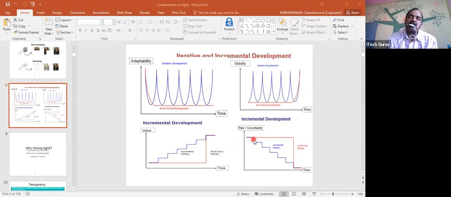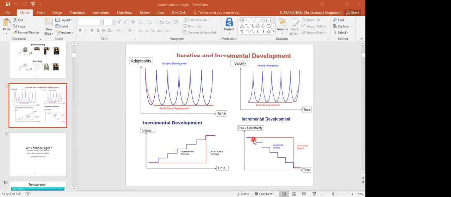Of course, there is another name for requirement; we will talk about it as we move on. So requirements are prioritized based on 3 parameters in an agile project. What are they? Number 1, value. Number 2 is the risk. Number 3 is the cost.